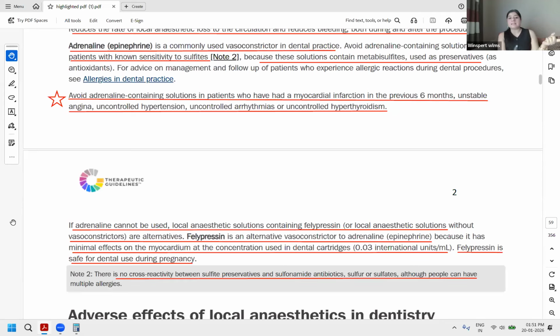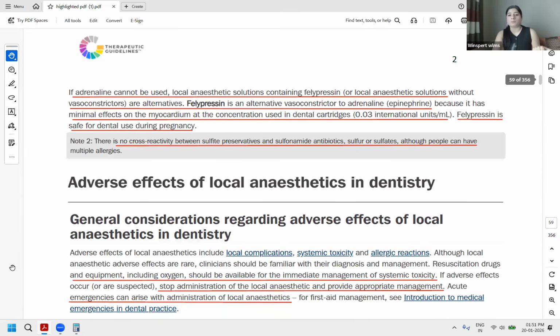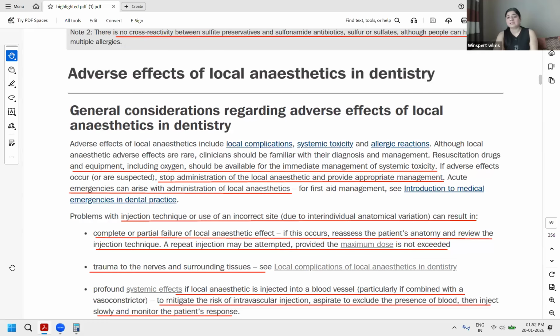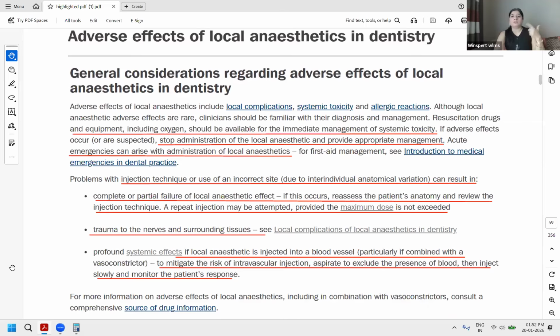Adrenaline is also contraindicated in myocardial infarct, which is only recently in 6 months, or uncontrolled hypertension, uncontrolled arrhythmias, uncontrolled hyperthyroidism, and unstable angina. Felypressin is the drug of choice. So Prilo and Felypressin you would be using as your first line of treatment when adrenaline is contraindicated. Adverse effects are 3 types: your local, your systemic, and your allergies.